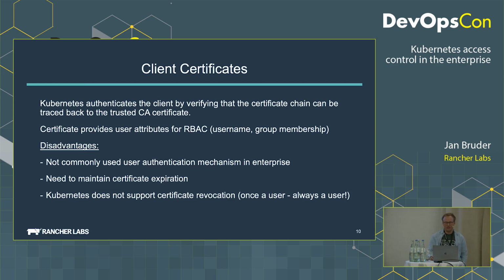But most importantly, I think the most important drawback of client certificates is that Kubernetes does not support certificate revocation. So it's basically once a user, always a user. What happens when there's an offboarding? Someone leaves a team and should be removed from the cluster. It's not actually possible. You can help yourself somehow by removing any RBAC policies for that user, but that doesn't change the fact that he will still be authenticated and will be a valid user from the perspective of Kubernetes.